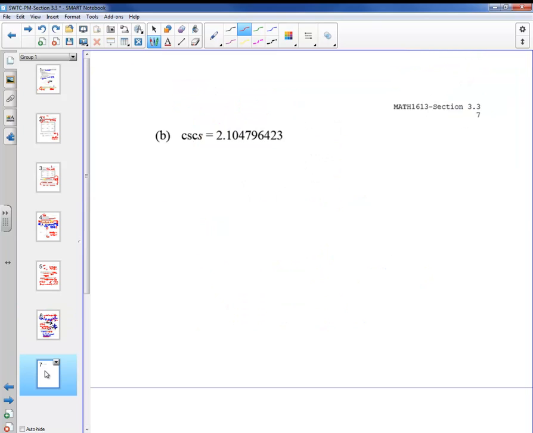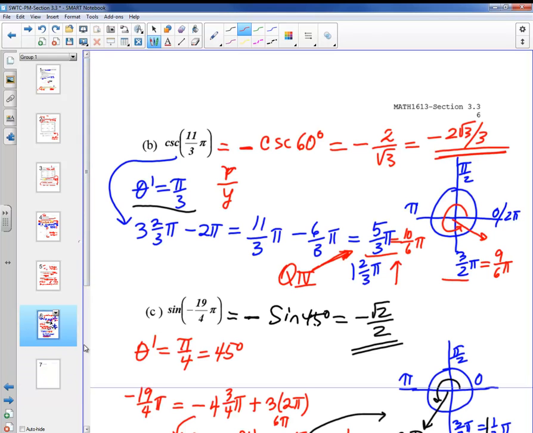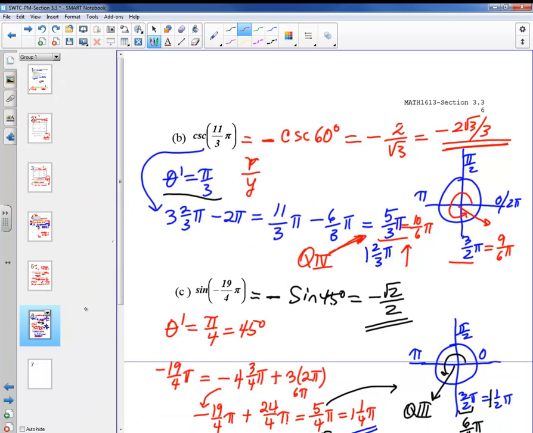Now, this next example is cosecant. We don't have a key for cosecant. So let me come back here and give you another example before we look at that example.